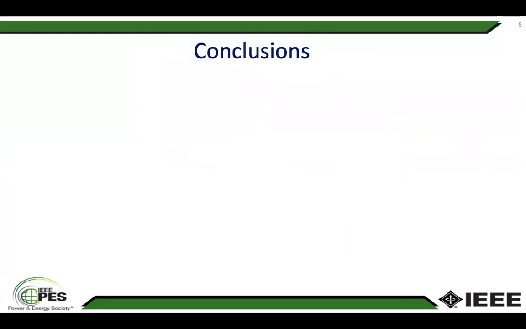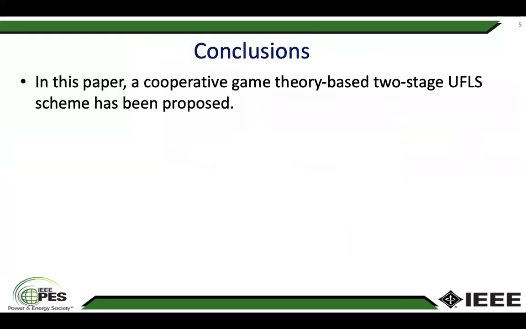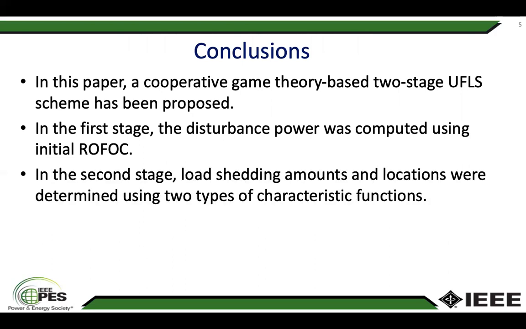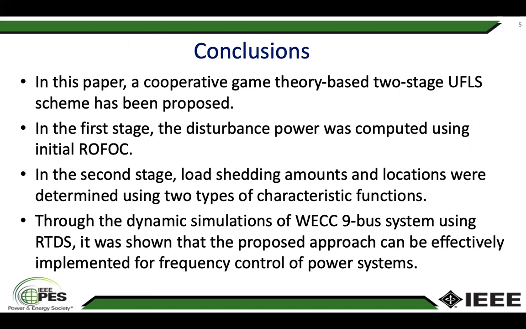Conclusion: in this paper, a cooperative game theory based two-stage under frequency load shedding scheme has been proposed. In the first stage, the disturbance power was computed using initial ROCOF. And in the second stage, the load shedding amounts and locations were determined using 2 types of characteristic functions. Through the dynamic simulations of the WECC 9-bus system using RTDS, it was shown that the proposed approach can be effectively implemented for frequency control of power systems. Thank you.